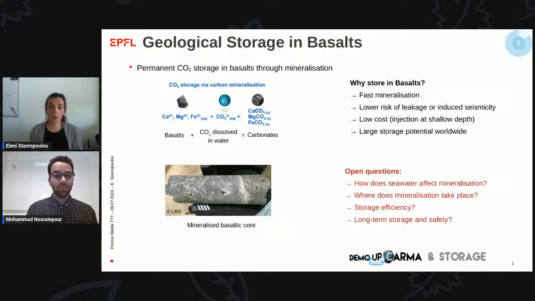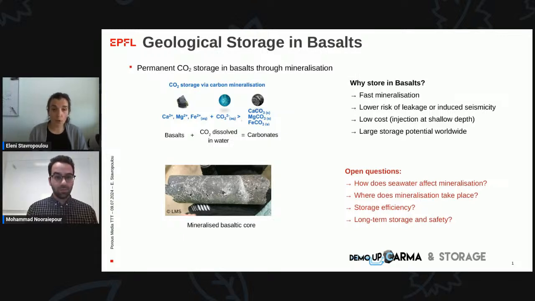Now, there are still some open questions that we've been trying to directly or indirectly reply to in this work that has taken place within the DEMOAP Karma and Storage project, and these have to do, first of all, with the impact of seawater on mineralization.